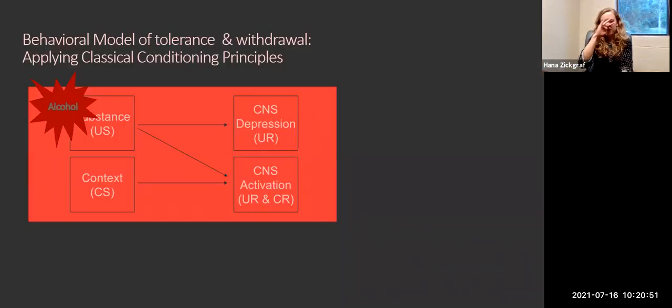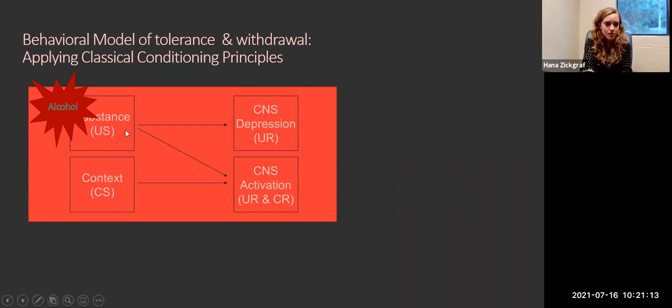Okay, so we'll talk in a second about the physiological underpinnings of tolerance and withdrawal because they do exist, but research actually shows that the biggest contributor to the experience of tolerance and withdrawal is actually classical conditioning. So this is the behavioral model of tolerance and withdrawal.